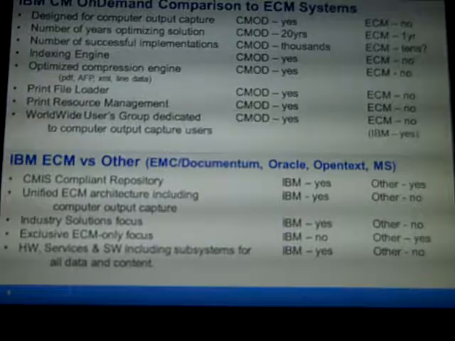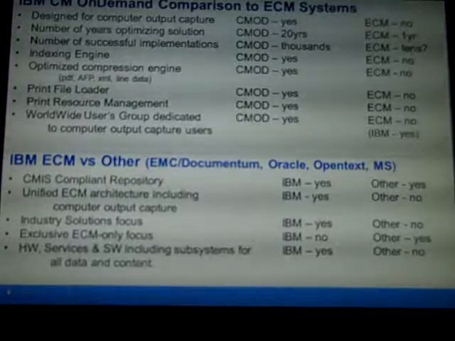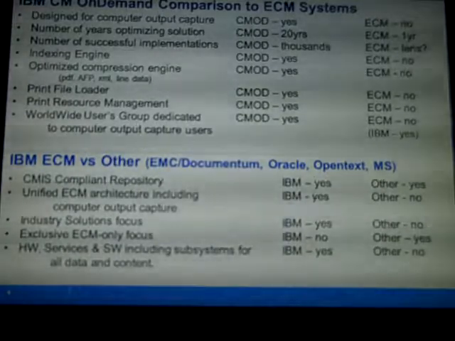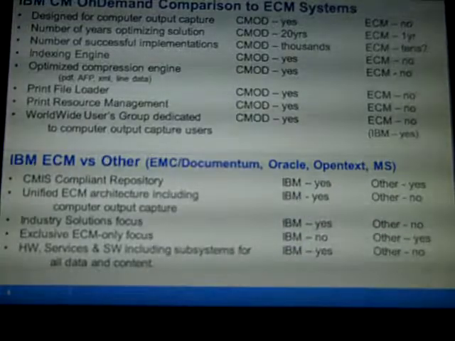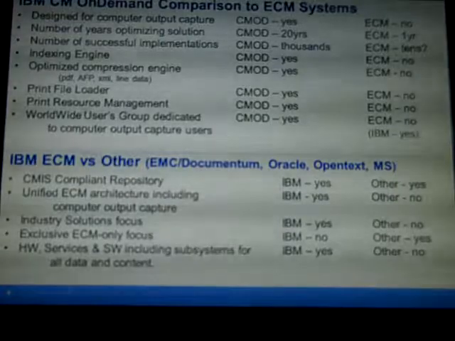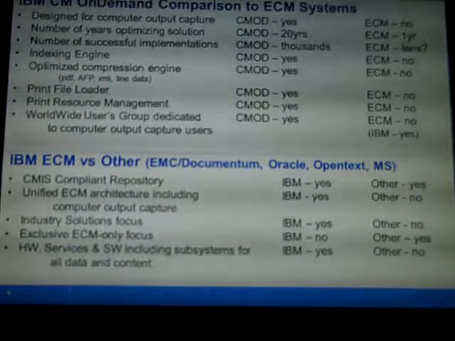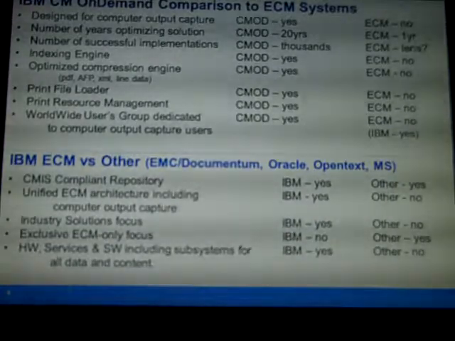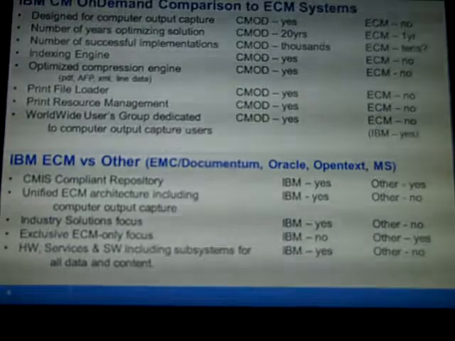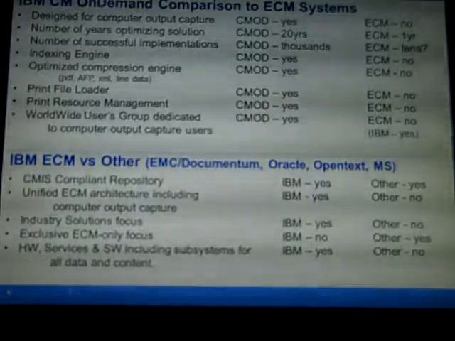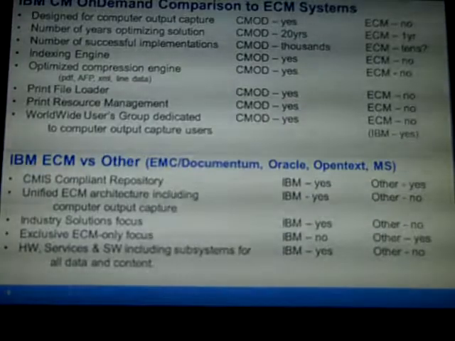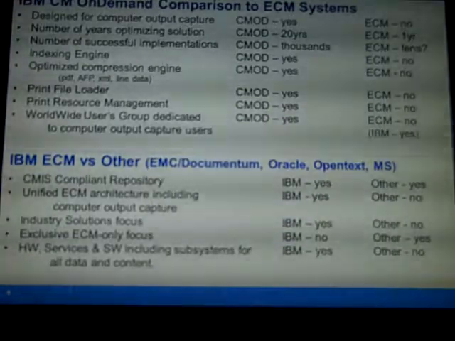Number of successful implementations. IBM CM OnDemand has thousands of successful implementations, and references are readily available in all industries. Other ECM vendors, just an estimate, let's say tens. It's very difficult to find a single successful implementation of an ECM architected solution able to handle a high volume computer output situation such as would be required by a bank, a telecommunications company, even a government.